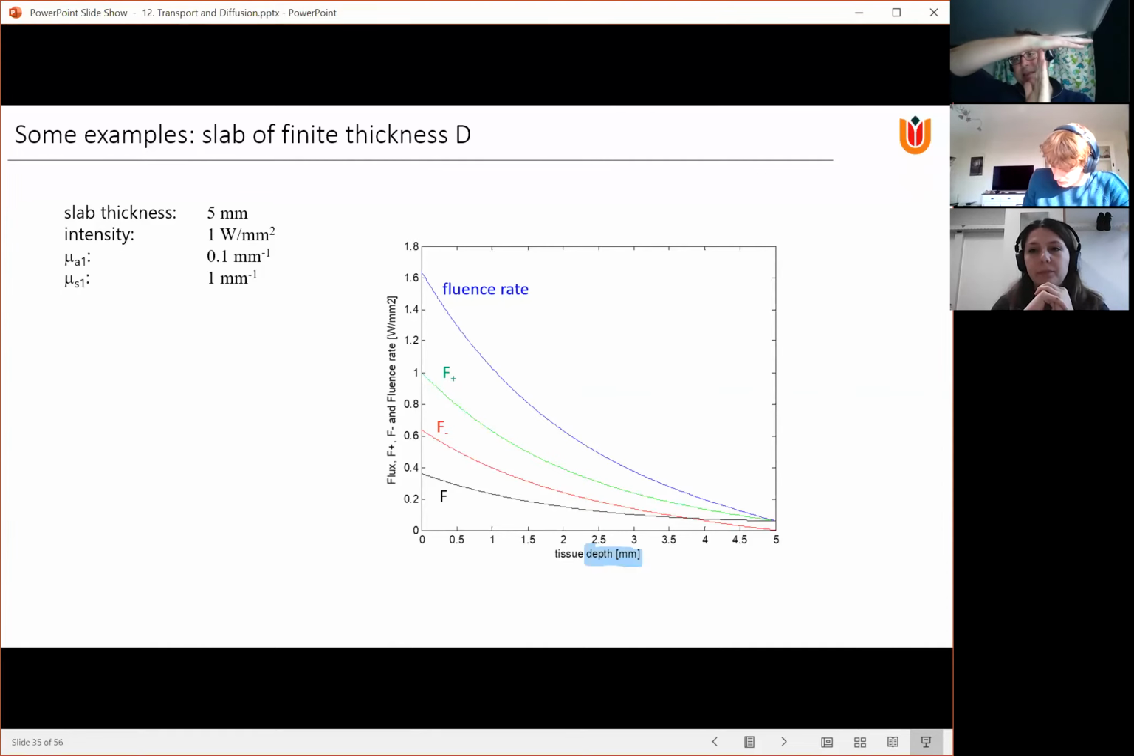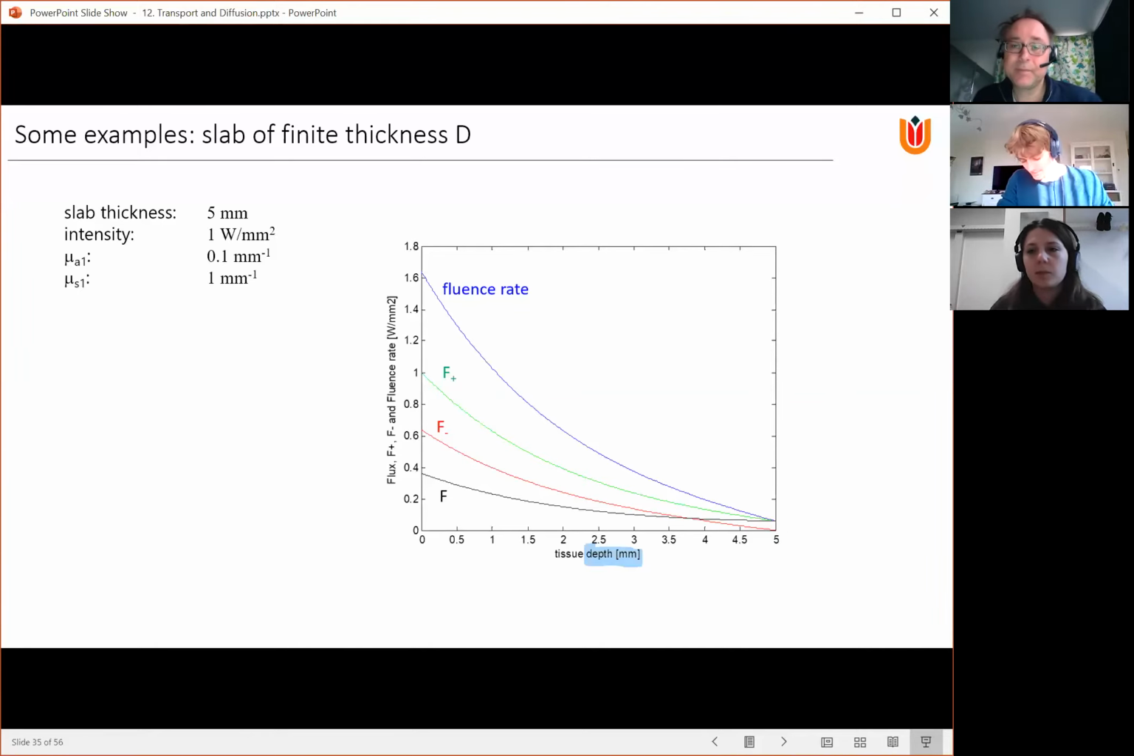So that means in this case that 0.65 watts per square millimeter is exiting the tissue. It's being reflected. And in the same way, if you look at the other boundary.